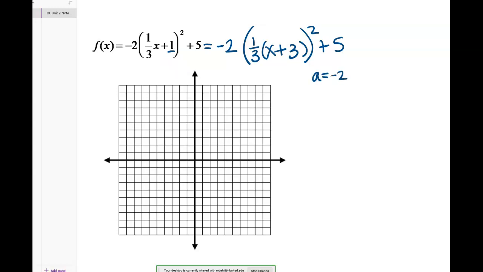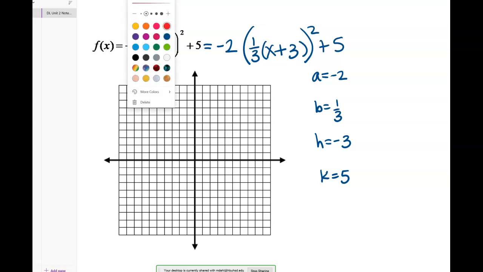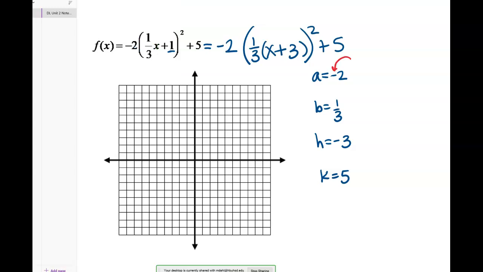So we have an a of -2, a b of 1/3, an h of -3 or +3? -3, and a k of 5. Words to describe what's happening with these values. Because a is negative, there's 2 things happening with a. It controls reflecting and also stretching and compressing. So because it's negative, there's a reflection over the x-axis. Because it's 2, there is a vertical stretch by 2.